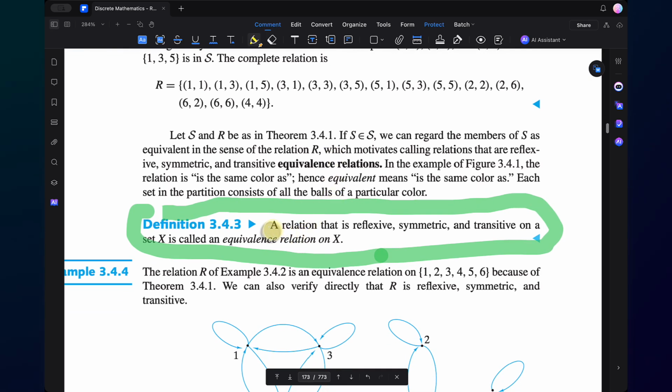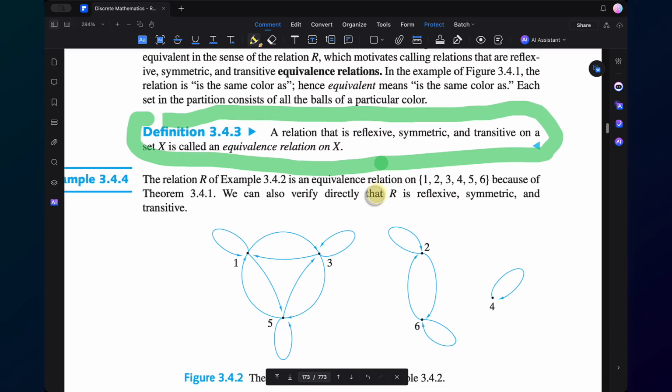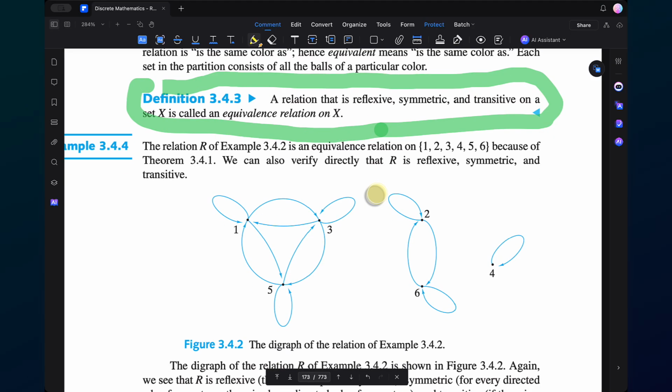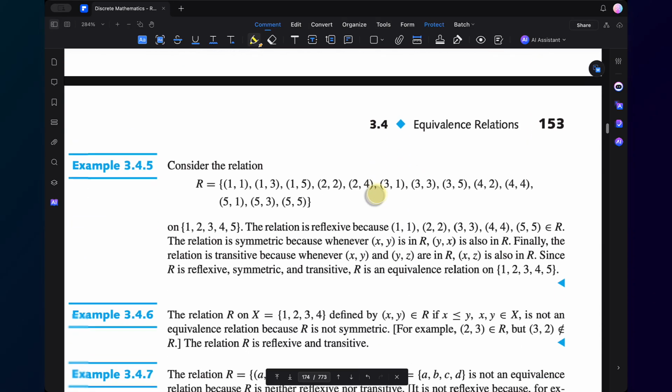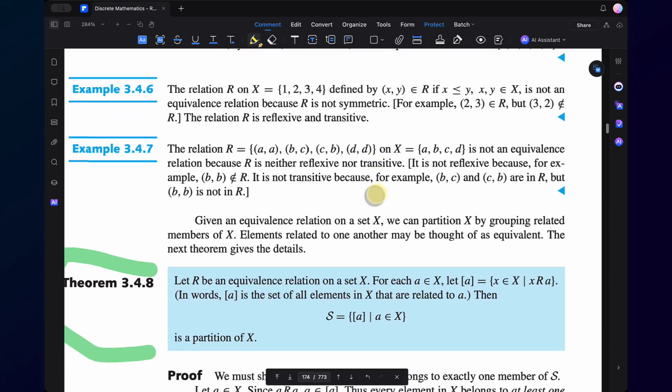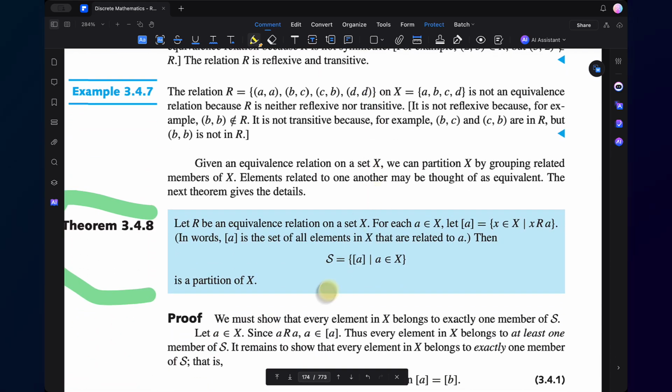Such a relation has a special name. A relation that is reflexive, symmetric, and transitive on a set X is called an equivalence relation. Equivalence relations are important in mathematics. There's a bunch of examples you can look through here. And here's a nice theorem. This is really, really a nice theorem.